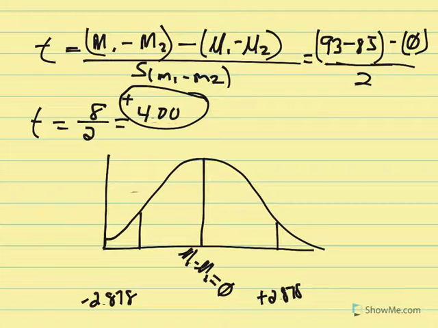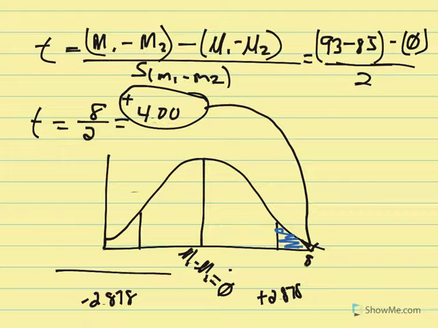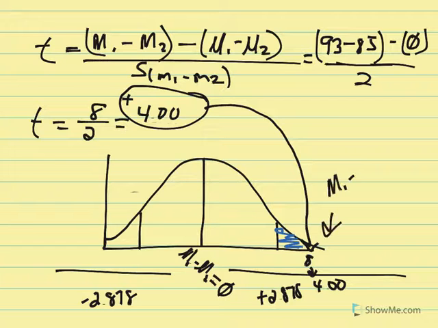And so according to our normal number line, 4 would be out over here. Again, this is our critical region. Our T statistic falls in our critical region, and we're quite happy. Again, the mean difference in terms of sample minus sample was equal to 8. And when we convert that into a T value, 8 is the same as 4.00. Again, that 8 came from M1 minus M2, which was 93 minus 85, and that was equal to 8.